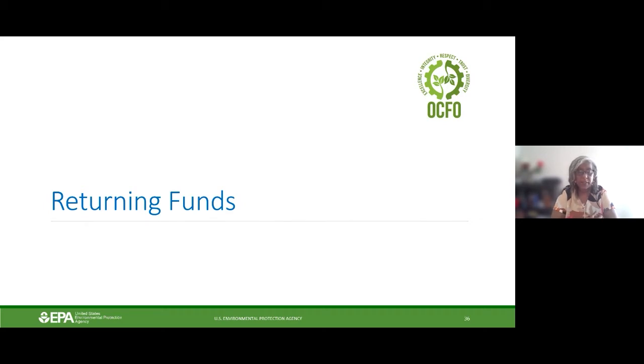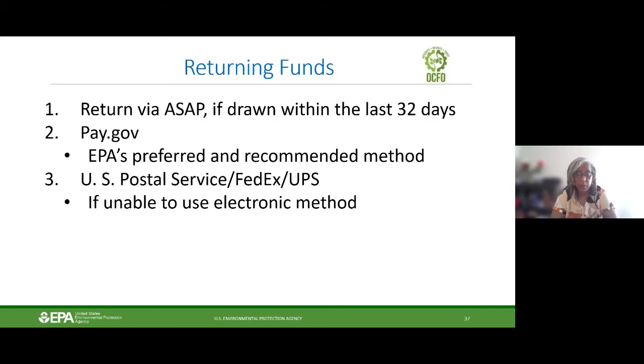This system is operated by the Treasury Department, and it's utilized by U.S. federal government agencies. And as I stated, it is the preferred and recommended method for the EPA. The system is free. It's a secure portal for payments to all federal agencies. It's a web-based system. There isn't a sign-in account requirement, and it's available 24 hours, 7 days a week, 365 days a year. So, next slide.